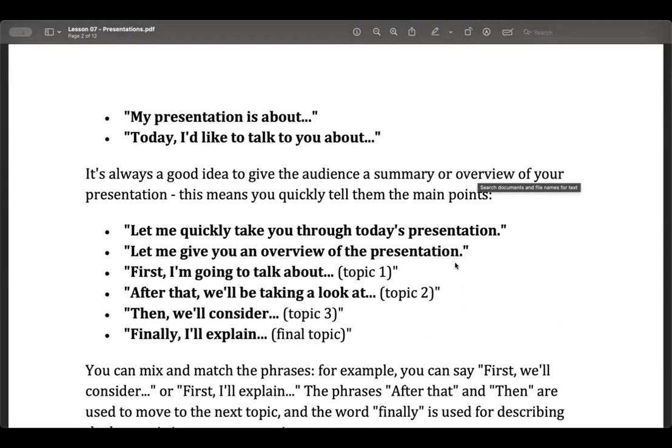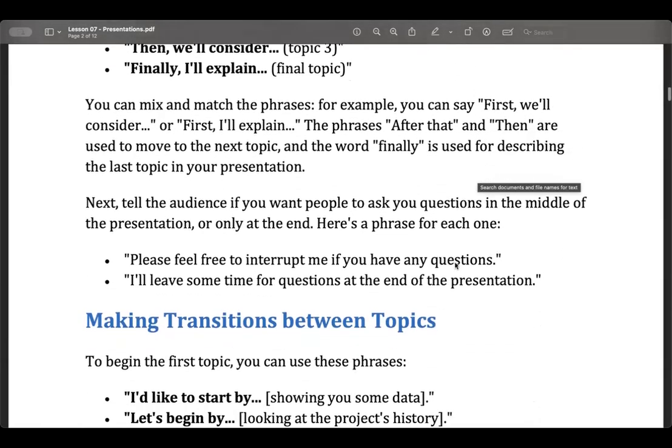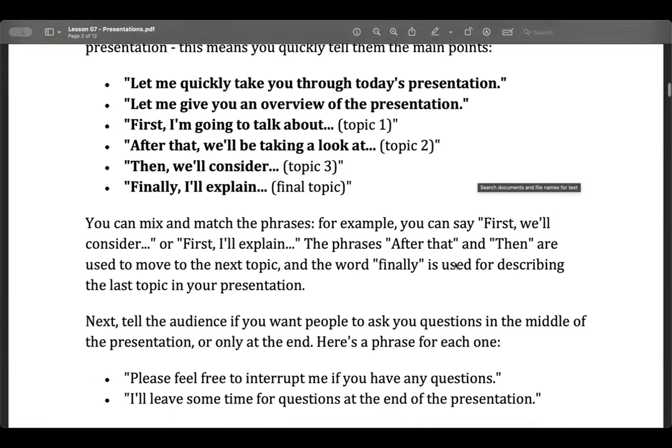It's always a good idea to give the audience a summary or overview of your presentation. This means you quickly tell them the main points. Let me quickly take you through today's presentation. Let me give you an overview of the presentation. First, I'm going to talk about topic 1. After that, we'll be talking about topic 2. Then we'll consider topic 3. Finally, I'll explain final topic. Okay. Continue? Yeah, finish it.